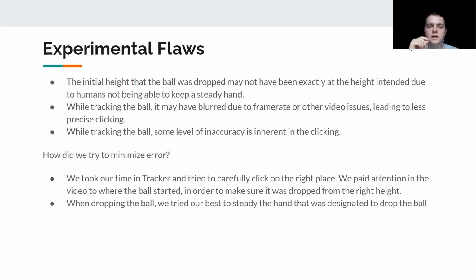This next slide is a discussion of our experimental flaws. Most of them are due to Tracker, but there's also one that has to do with human hands dropping the ball from the correct height. This slide also includes a discussion of how we tried to minimize these errors.